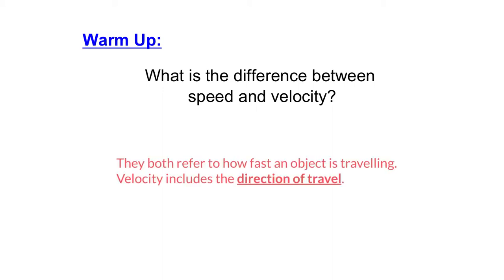So hopefully you found this out. Speed and velocity both refer to how fast an object is traveling. However, velocity includes direction of travel. So if I say that I'm driving 100 kilometers per hour in my car, that's speed. If I say I'm traveling 100 kilometers per hour north, that's velocity. So velocity includes direction. And this idea is good to keep in the back of your mind as we go through this unit.